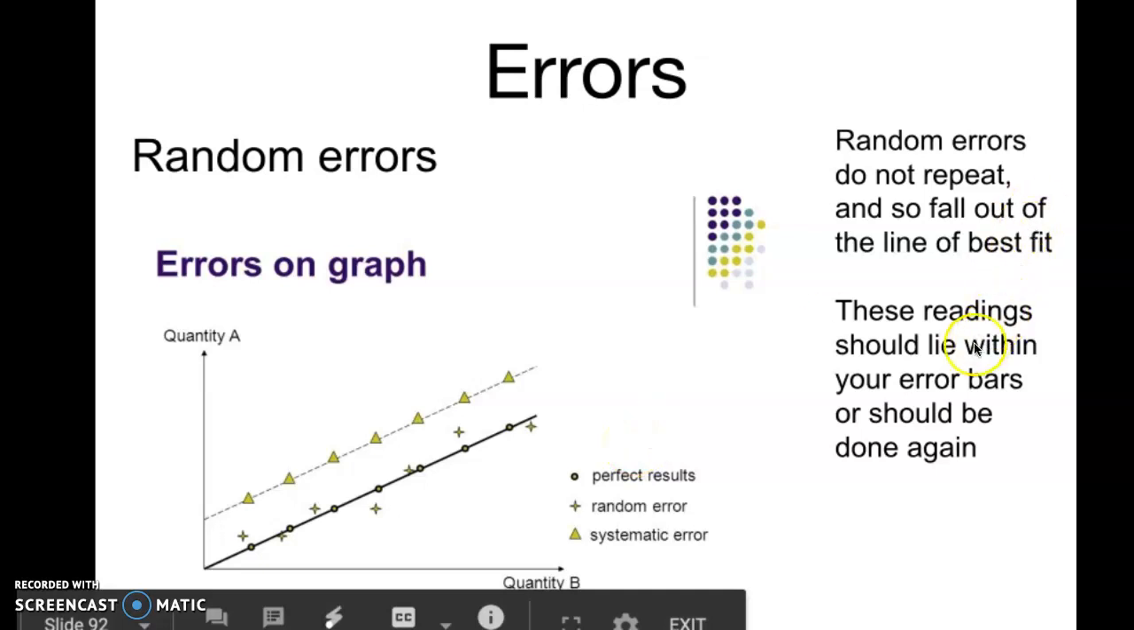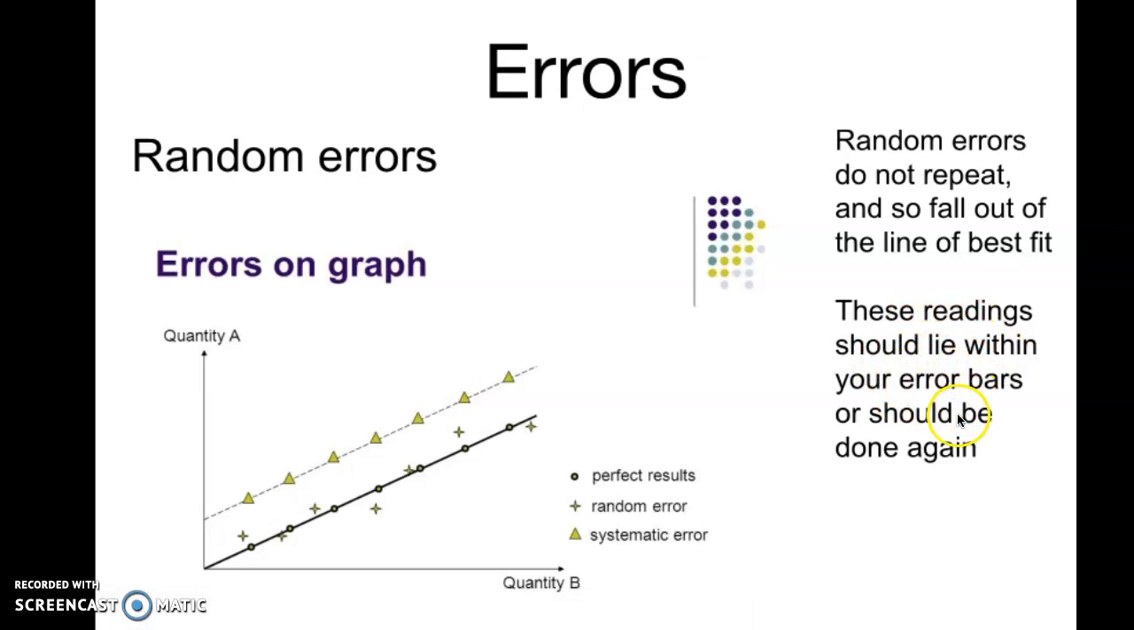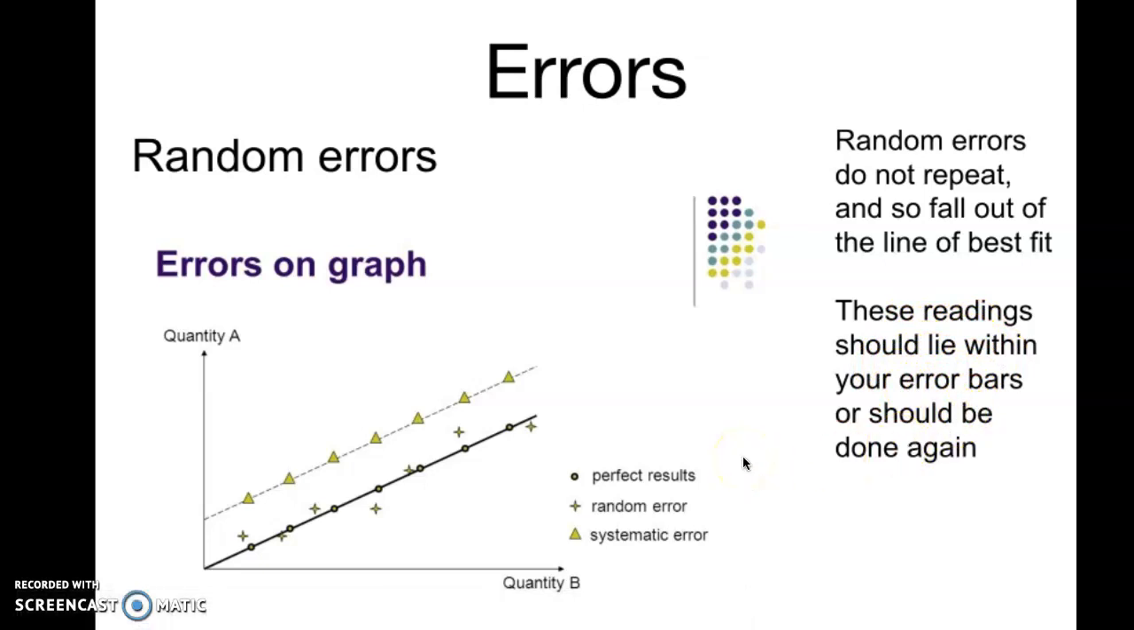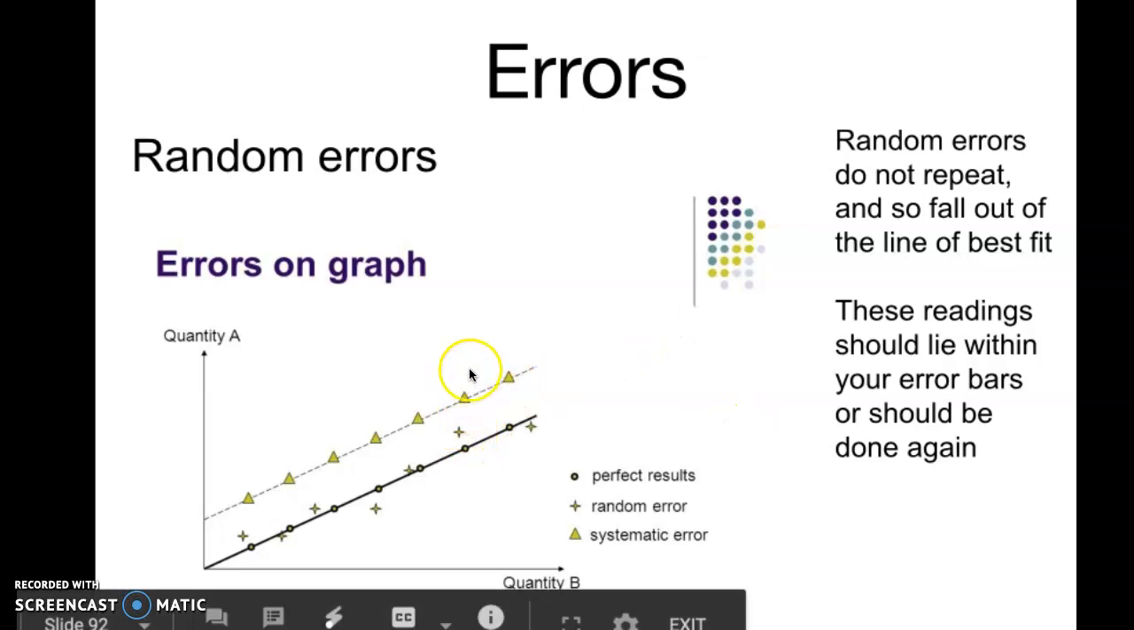Okay, so your readings should lie within your error bars, right? If you've got random errors, you'll find that there's a lot of scatter. And in fact, these random errors might actually make it very, very difficult for your line to go through the error bars. If that happens, you have to do the experiment again. So you do have to be really careful with that.